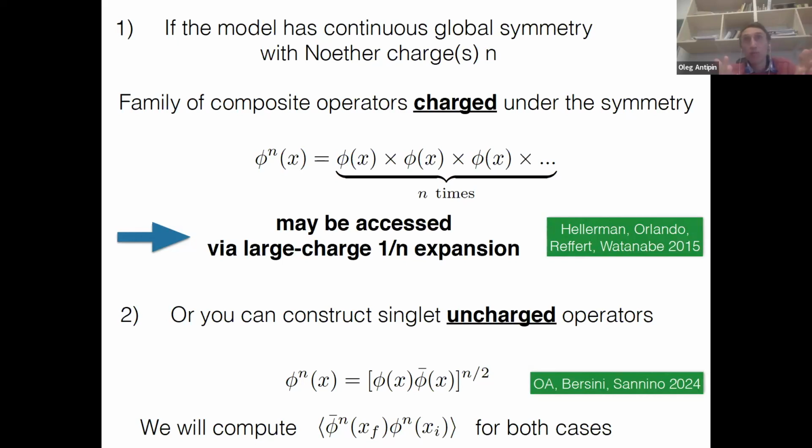So what do I mean by the operators we're going to compute? Imagine your model has a continuous global symmetry with some Noether charges. I will call them n, charge or charges. And we just define composite operators charged under the global symmetry. So you see, I have n fields at the same space-time point, so phi to the n, basically. This operator obviously has charge n, if each field has charge 1, for example. And these operators can be accessed via large charge expansion, which is 1 over n, 1 over charge.